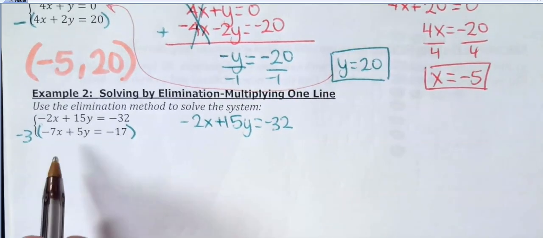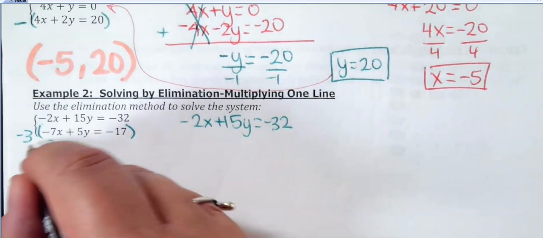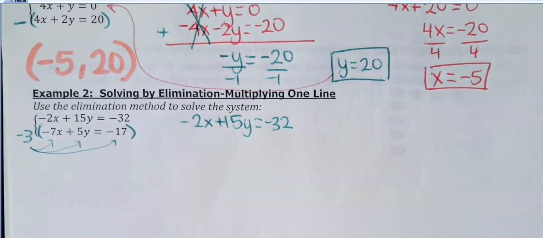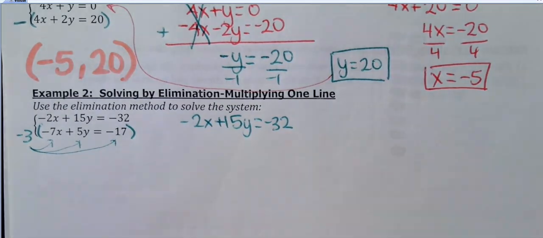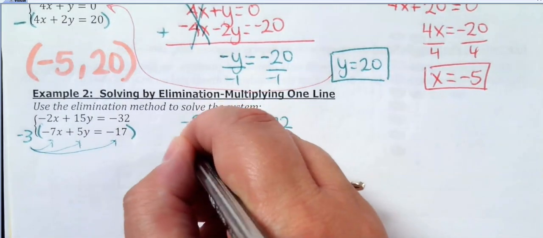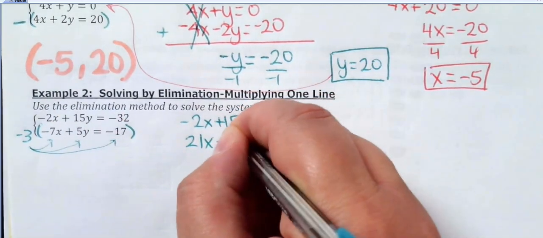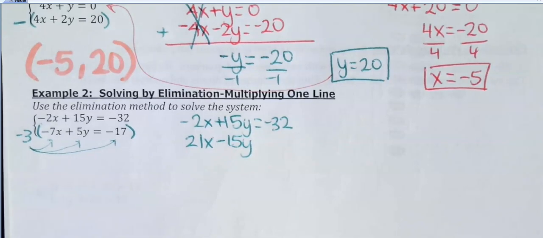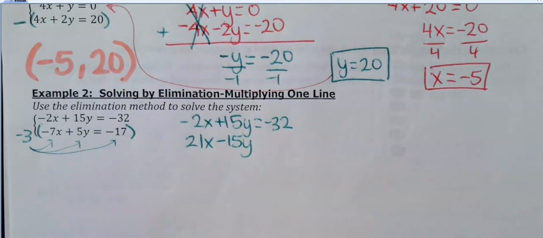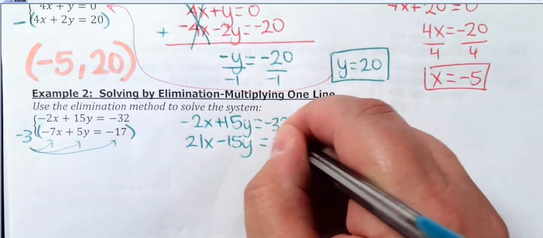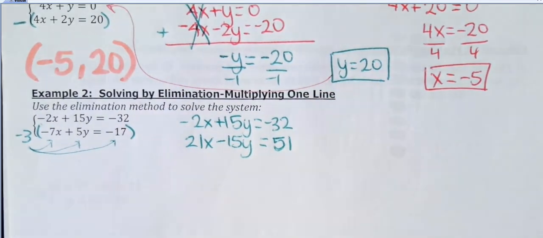Now, please, please, please be real careful because sometimes people will forget to multiply one of the terms. So make sure everybody gets multiplied by -3 there. So negative 7 times negative 3, we're going to get 21 x's. That'll be positive. Negative 3 times 5, this is what I want. I want my y's to be opposite. So when I get that negative 15 there, that's golden. And then negative 3 times negative 17 is going to turn into a positive 51.